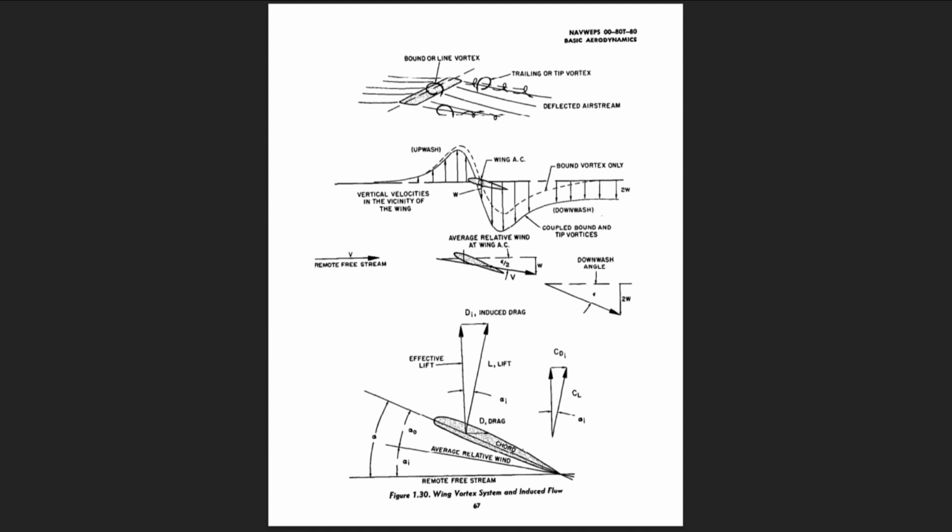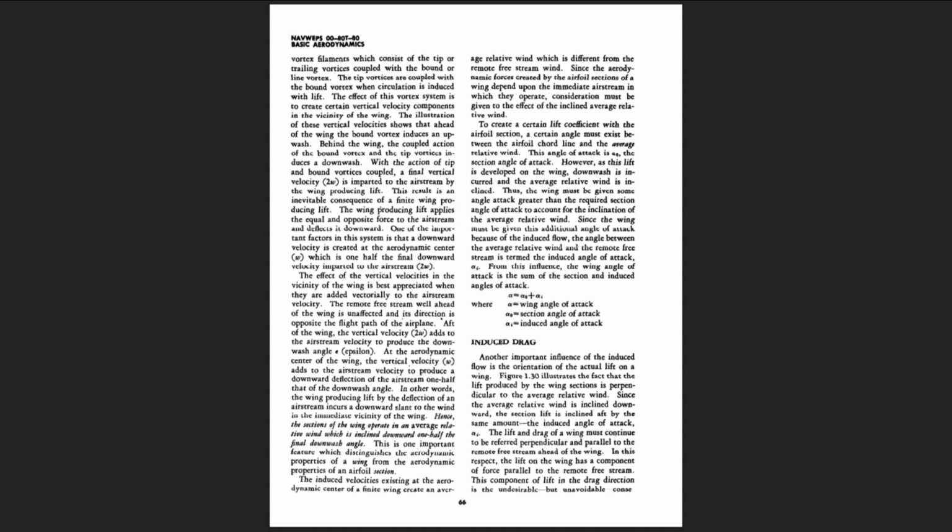Since the wing must be given this additional angle of attack because of the induced flow, the angle between the average relative wind and the remote free stream is termed the induced angle of attack, lowercase alpha sub I. From this influence, the wing angle of attack is the sum of the section and induced angles of attack. Lowercase alpha equals lowercase alpha naught plus lowercase alpha sub I, where lowercase alpha equals wing angle of attack, lowercase alpha naught equals section angle of attack, and lowercase alpha sub I equals induced angle of attack.